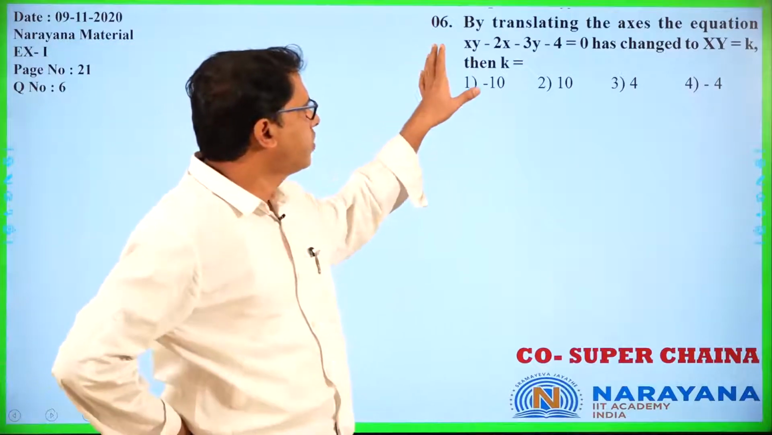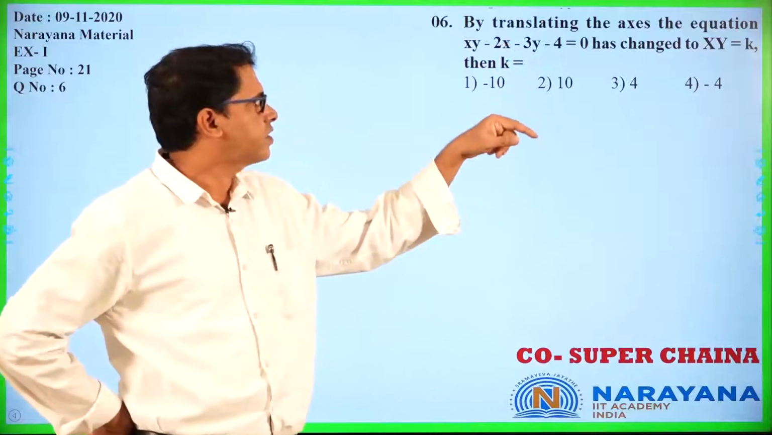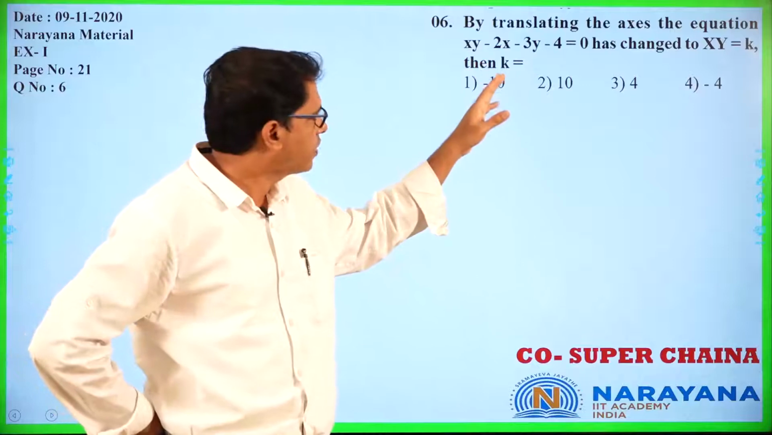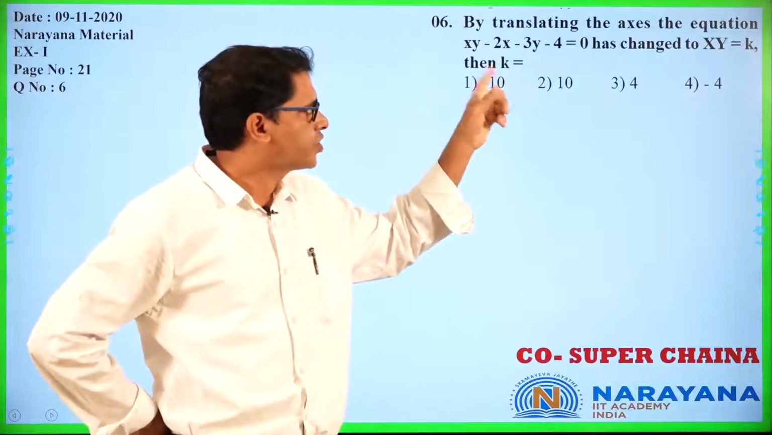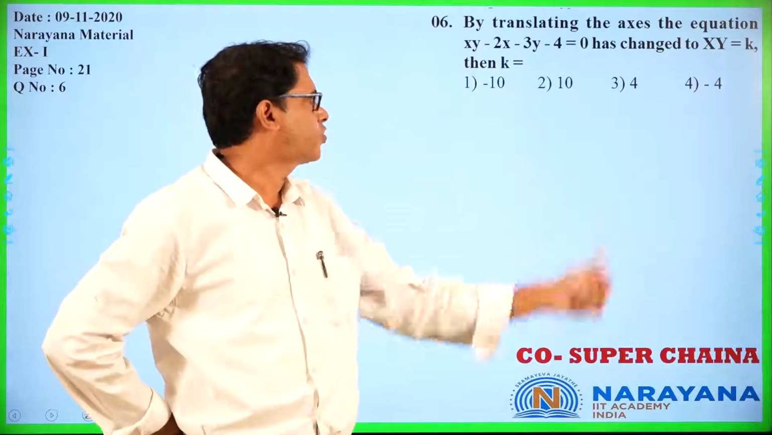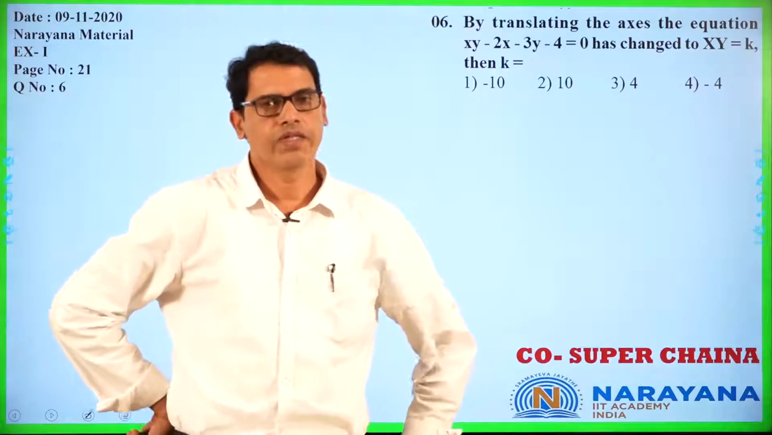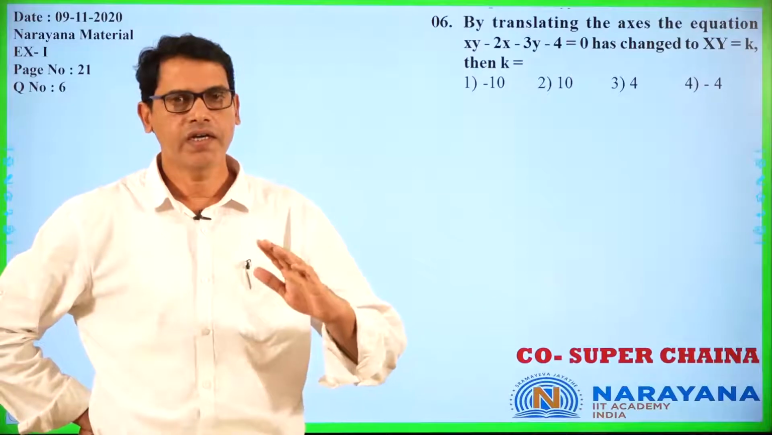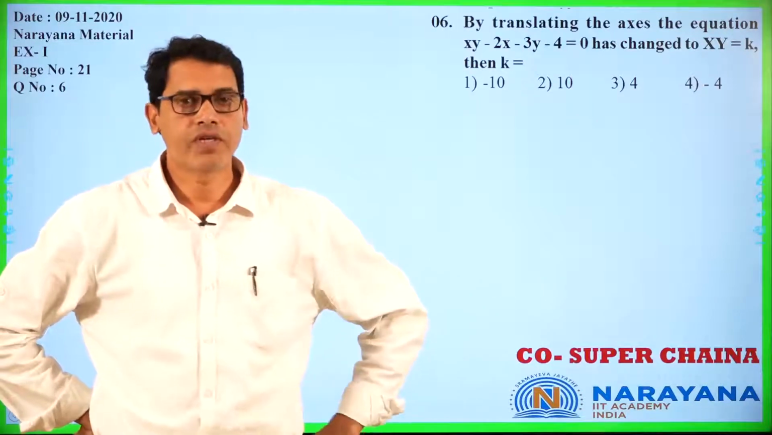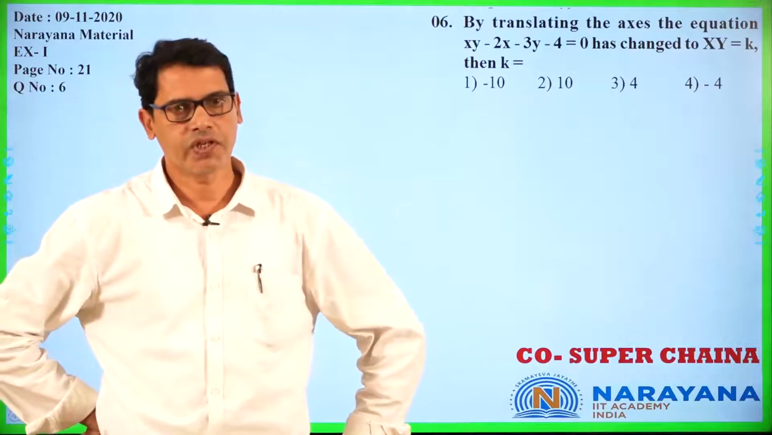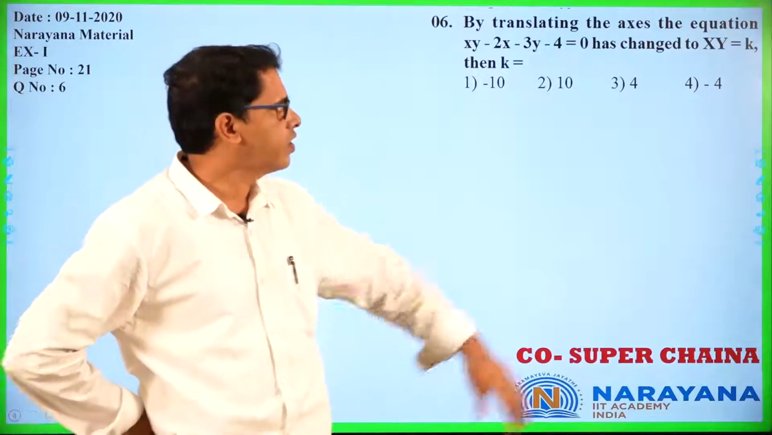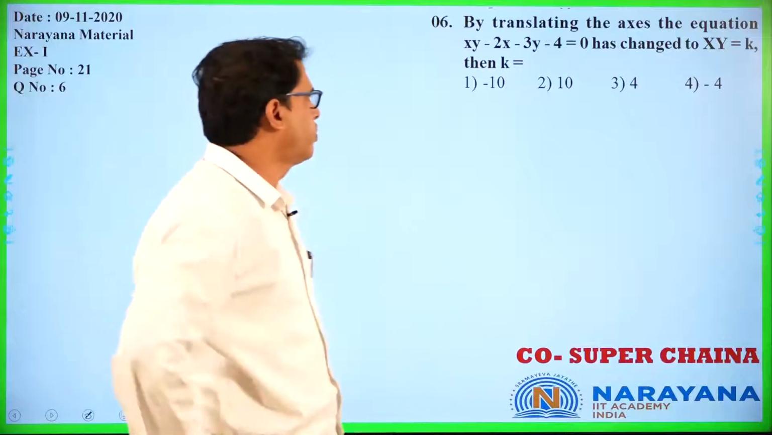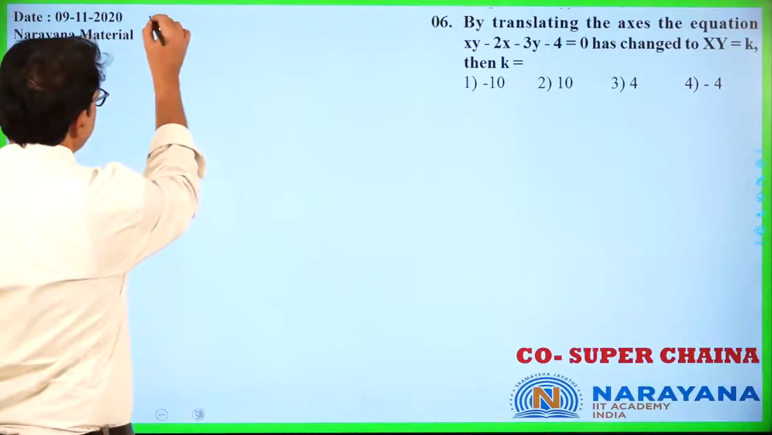Now you see here, by translating the axis, the equation xy minus 2x minus 3y minus 4 has changed to xy equals k. Here the original equation is given, and the transformed equation is also given. We have to find the k value. So first take the original equation.